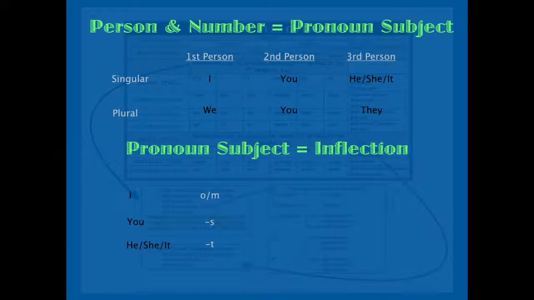The pronoun subject we is represented by the Latin inflection mus, M-U-S. You plural is represented by the Latin inflection tis, T-I-S. And finally, the pronoun they is represented by the Latin inflection nt. If you look at your chart, you'll notice these endings on all or almost all of the inflections that are on the chart. Now let's move on to review verb tense.